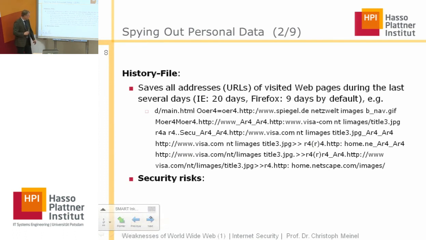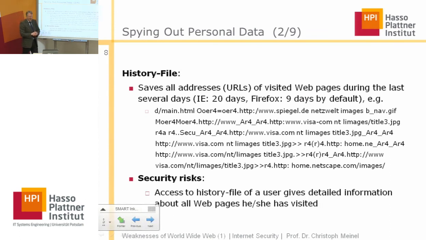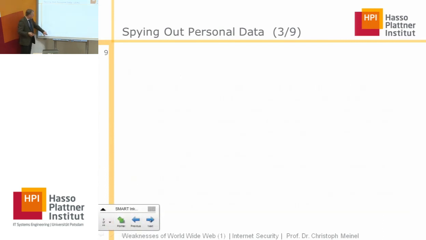What is the security risk around these history files? The security risk is that if anyone has access to the history file of a user, then he or she gets detailed information about all websites the user has visited, and the websites a user has visited give insight, give a lot of information about the interests, about activities, about purchase activities or others of the user. So one can get access to very personal information.